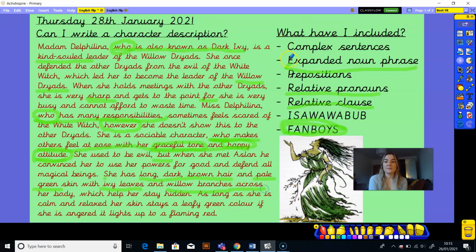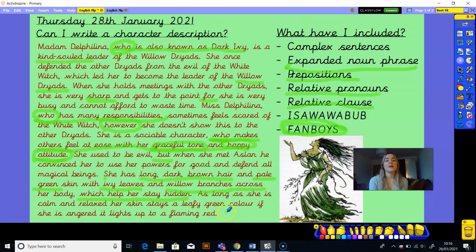Preposition as well. I can't believe I've missed that one. So we've got a preposition, so across her body. So you're saying where it is. Remember, your reader might not always have a picture, so you need to use prepositions to tell them exactly where things are on their body or their face, because that might be really important to your story. And I've also added which help her stay hidden. So again, that's a bit of extra information. I maybe didn't need to include it, but it makes the reader think, I guess it's really important that she stays hidden because she is a magical character.